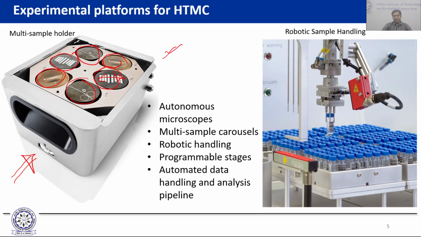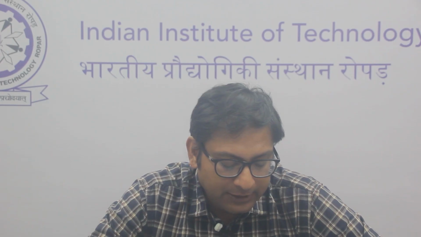You could even look at other methods like an NMR technique where you have automatic sample changing. Essentially there is a robotic sample handler, and it simply keeps on changing the samples in a programmed manner at the end of each run. In addition to autonomous microscopy, multi-sample holders and robotic sample handling, there are options with programmable stages where the stage can move in a certain manner.